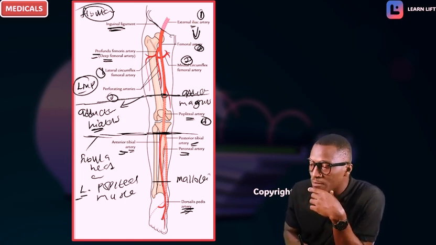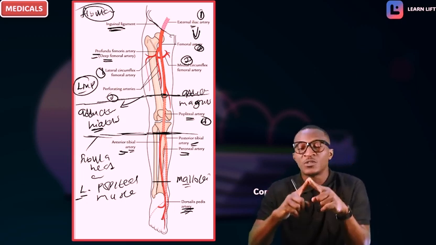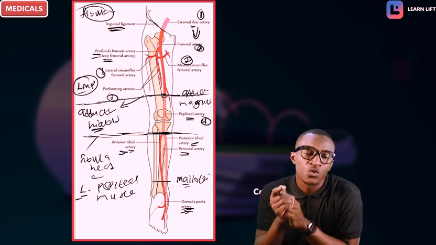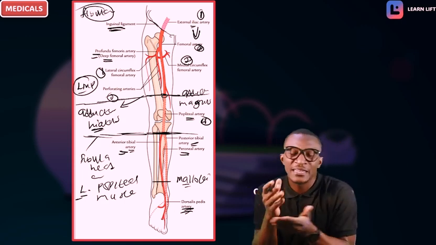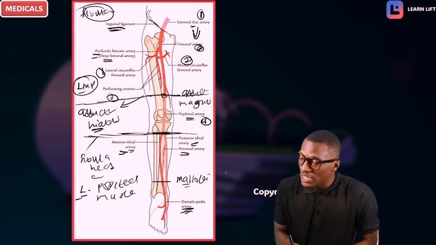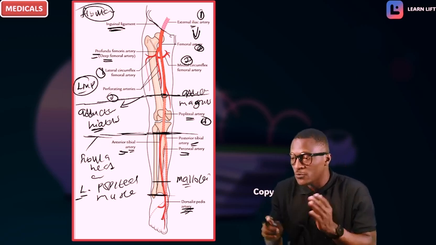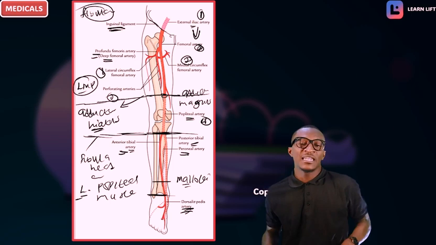Why? The posterior tibial artery, at the malleoli, is going to divide into 2 to give rise to what we call the lateral and the medial plantar artery. That is for the leg. We're not in the leg now, so let's just focus here. Do you understand the landmark?